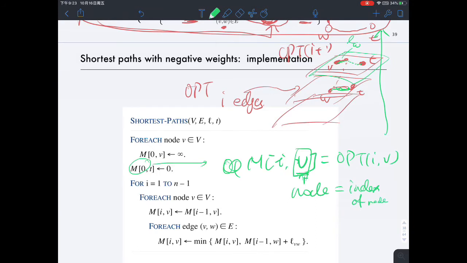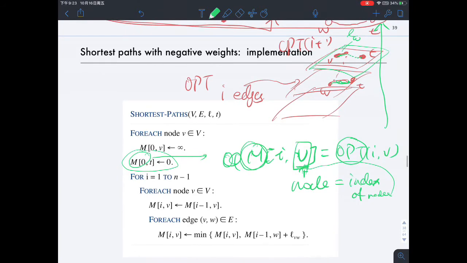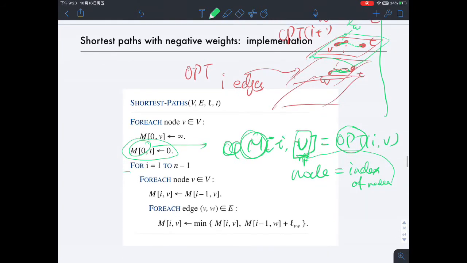So v here is really just a node, and we can also use the index of the node to represent the second parameter, right? So now, we have been repetitive, right? We are repeating the same technique, using the cache M to store all the optimal subproblems. After we store all the optimal subproblems, we can just loop.